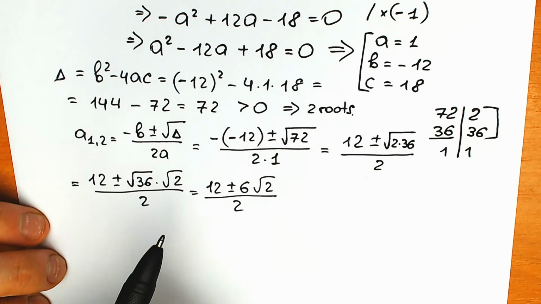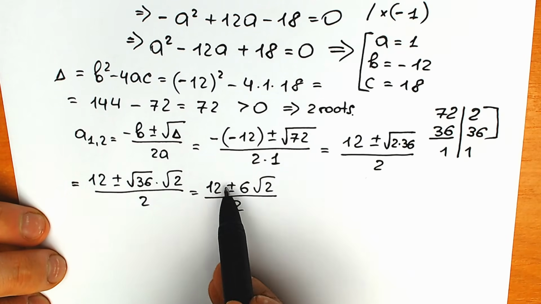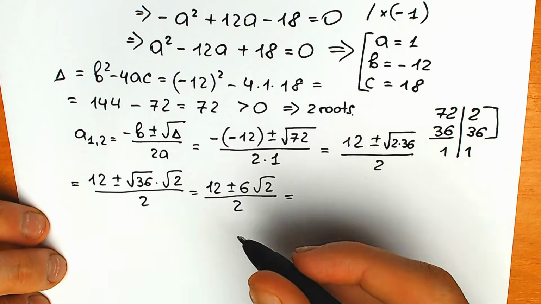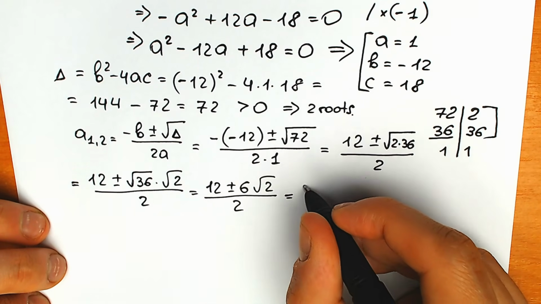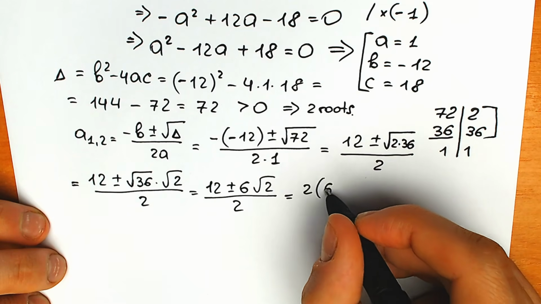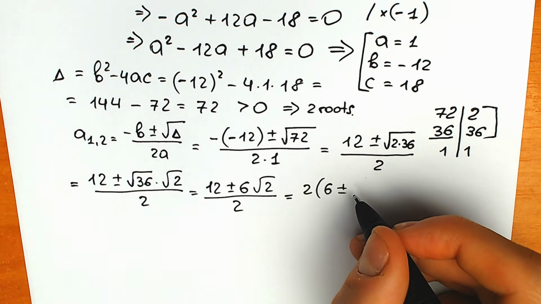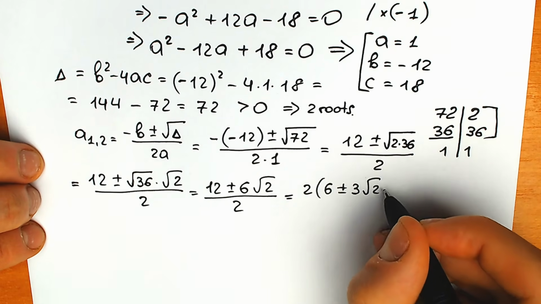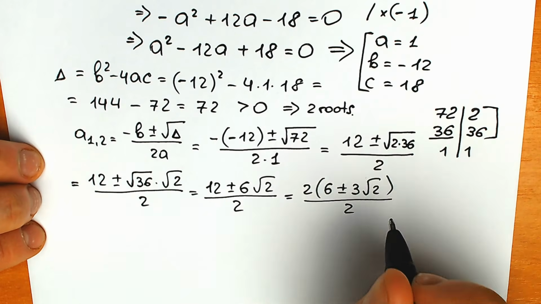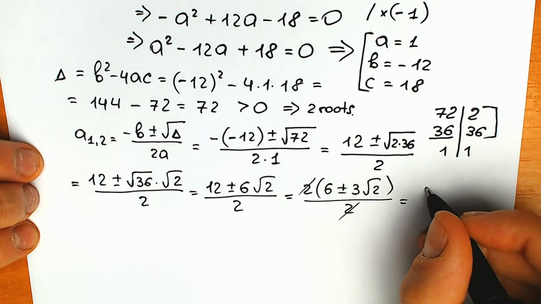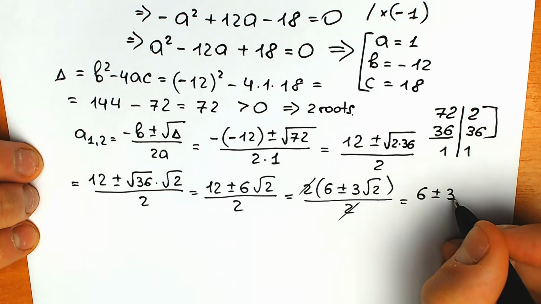And the final tricky move, we need to divide our numerator by 2. We can easily do that. Of course, there are two methods. Maybe the easiest one I'm going to show you is to factor 2 from our numerator, equal to 2 times 6 plus minus 3 square root of 2, all over 2. This may be the most understandable method. We're going to cancel these two, and as a result we have 6 plus minus 3 square root of 2.